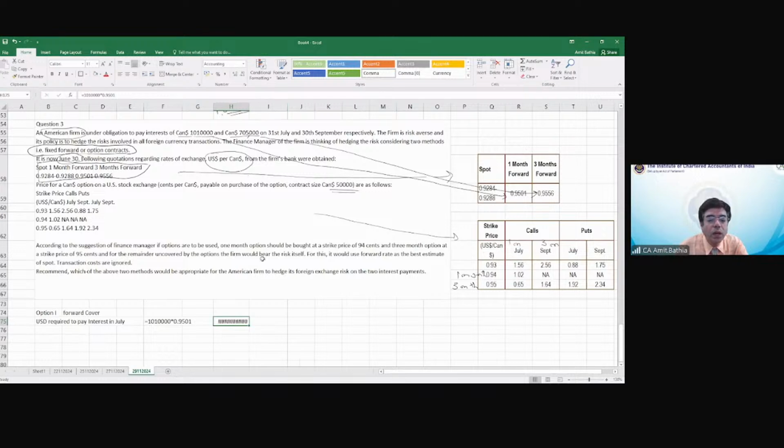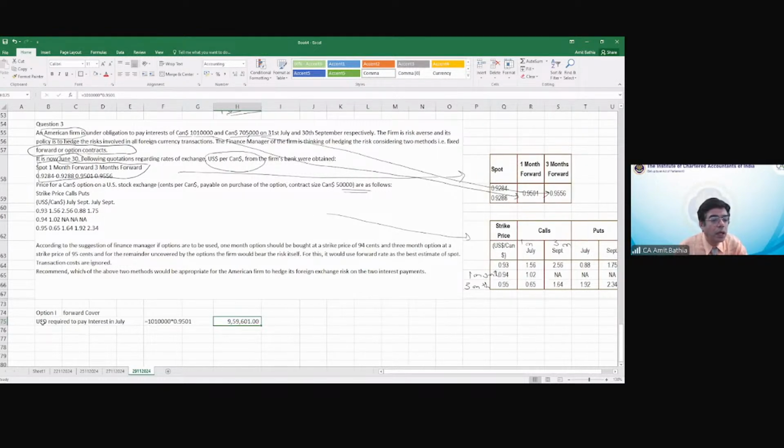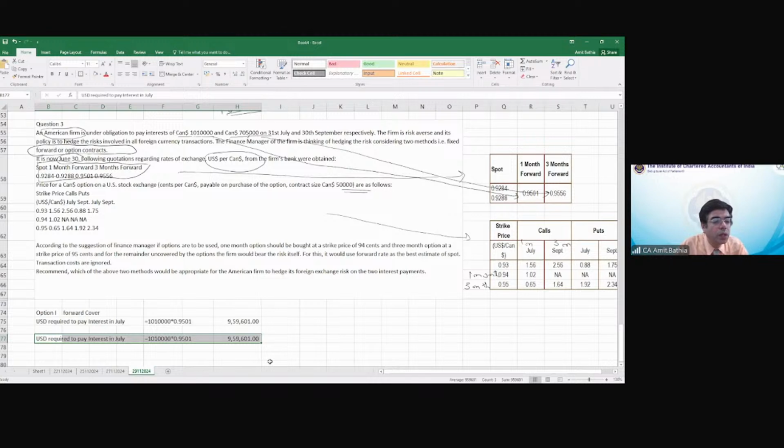Everyone, are you all getting this number? I hope you are solving it along with me. Right? All right. Now, tell me how much will be the USD required in September. How many Canadian dollars are required? I require Canadian dollars 7,05,000. Multiply by what is the forward rate applicable? The 3-month forward rate is 0.9556.